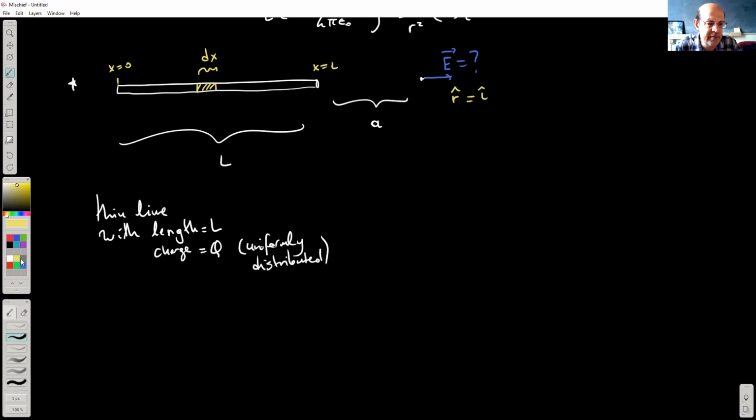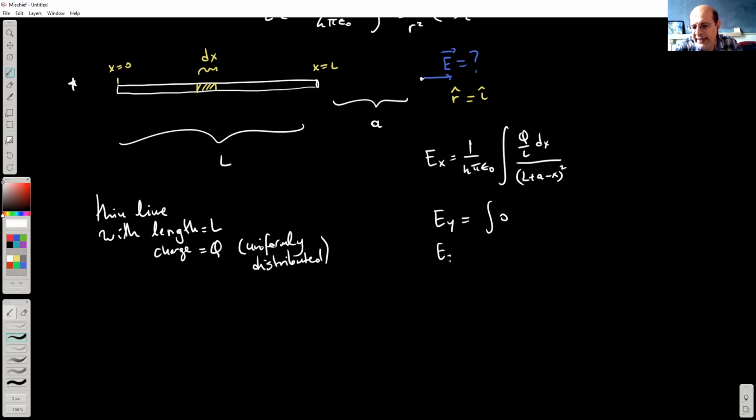So let me write this with white. You need to evaluate the EX integral. I think I'm going to write this thing down like that. Sorry about this. I think this is L plus A minus X squared. There's this part of the integral, and somehow the EY integral and the EZ integral were already equal to 0. So these were simple enough. And so we didn't need to compute these Y and Z components. Only the X component of the electric field needed to be computed.